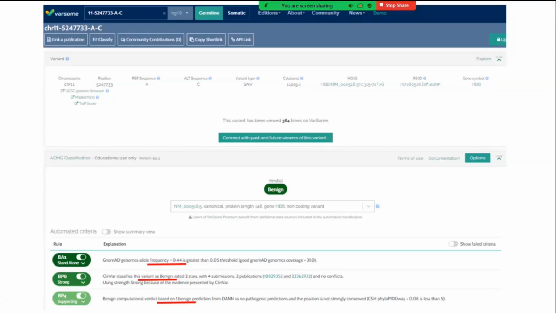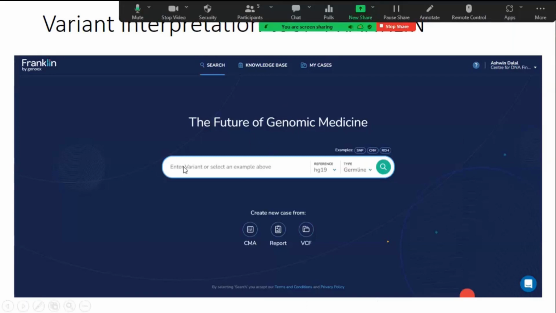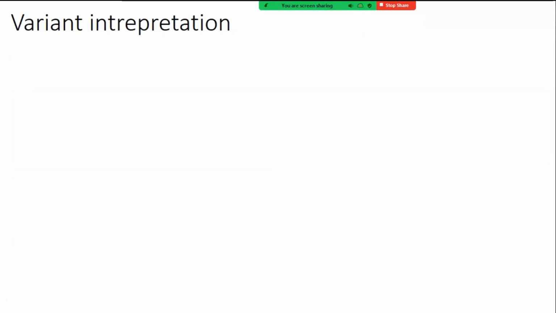So is that clear? Benign, likely benign, pathogenic, likely pathogenic, VOUS. When in doubt, it always goes as VOUS. When clarity is there, you put it as benign or pathogenic. Franklin is another nice tool similar to Varsome, where again you can put your variant and it will give you the same kind of classification, as well as how it has reached that classification.